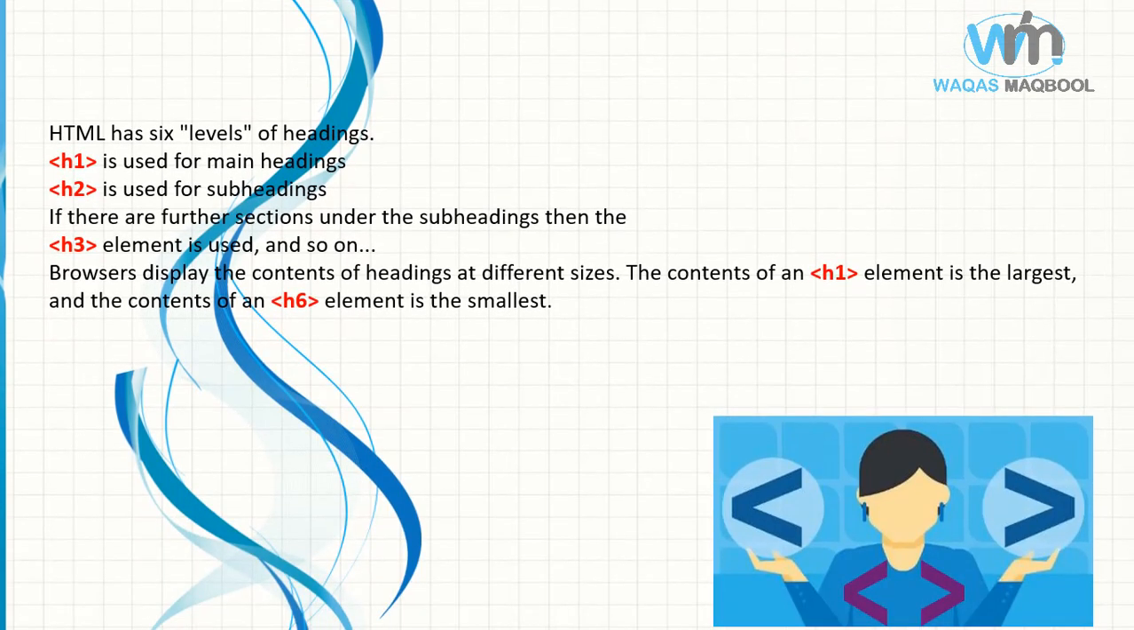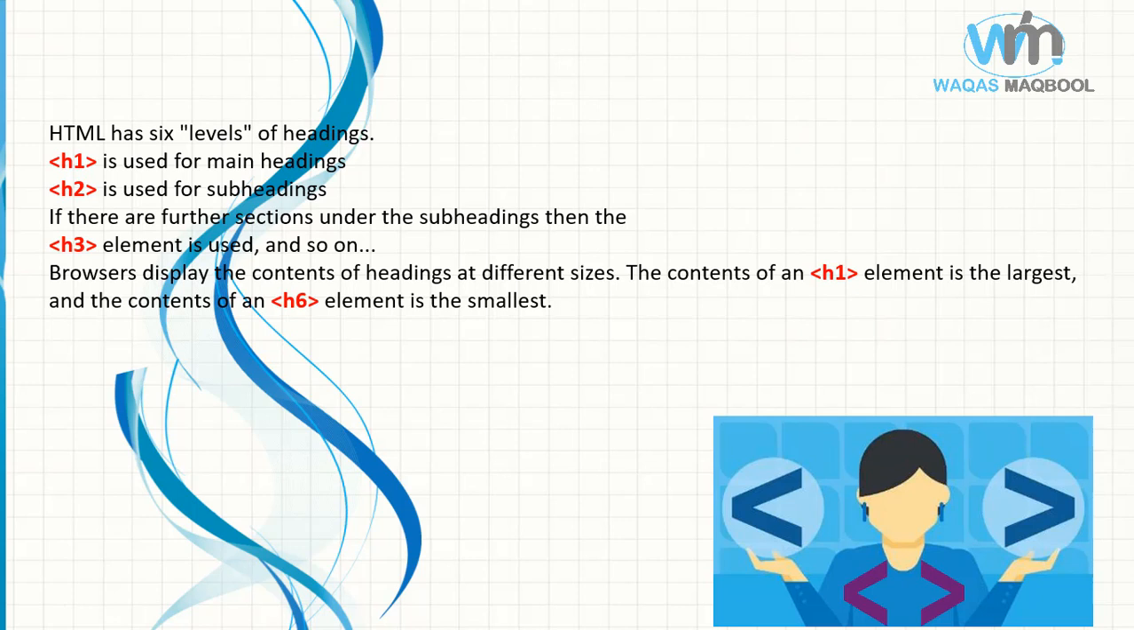After that, in structure markup there are six headings. H1 is used for the main heading, that is heading 1, and H2 is the subheading, that is heading 2, and so on. If there are further sections under the subheading, then the H3 element is used, and so on.